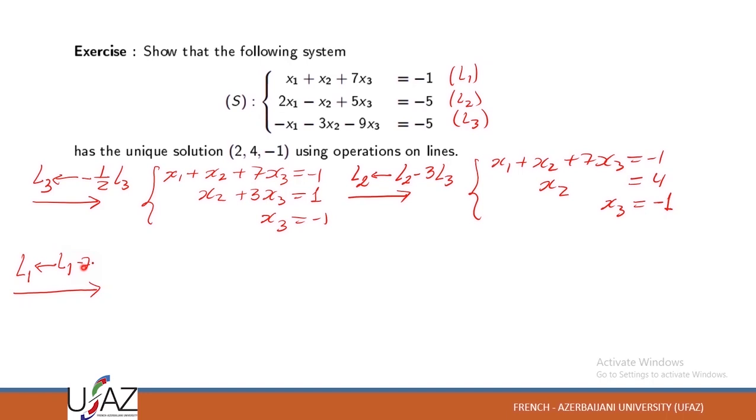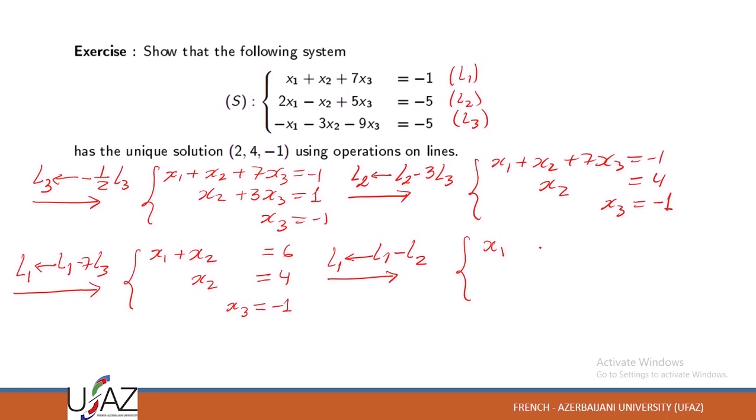The system will be x1 plus x2 is equal to 6, x2 is 4, x3 is minus 1. Then I'll cancel 1 in the first equation. Instead of L1, I will write L1 minus L2. And I'll get this system.